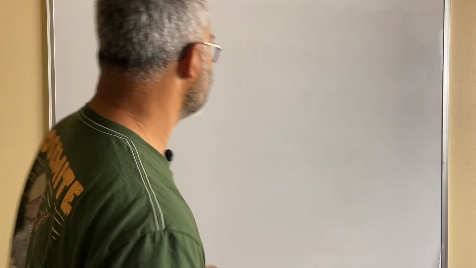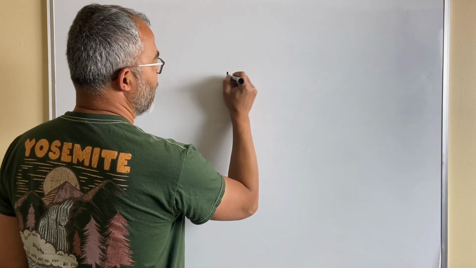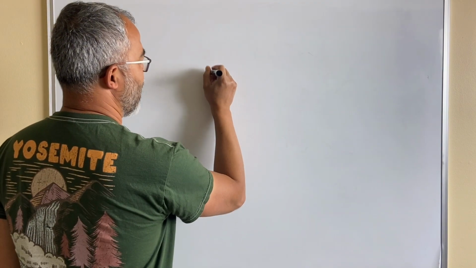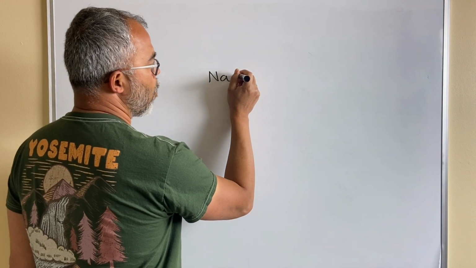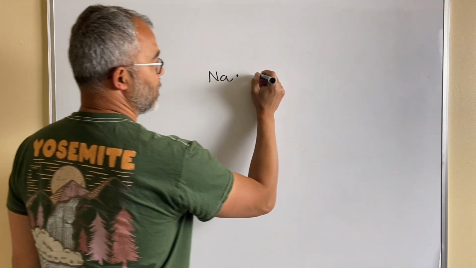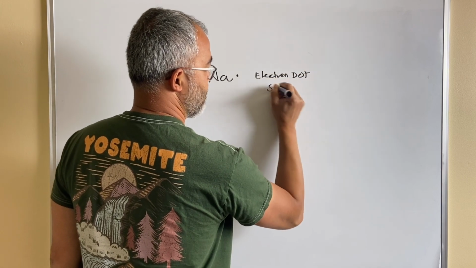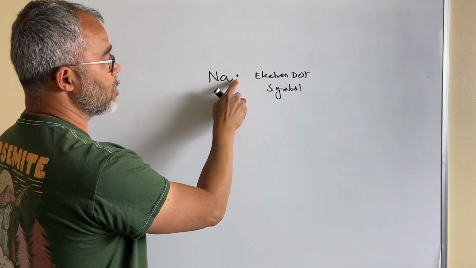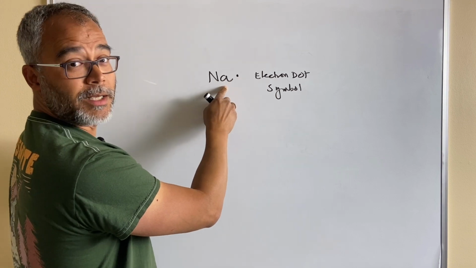What we mean by that is, let's say, for example, we have sodium. Sodium has one valence electron, which is represented as a little dot. This symbol is called an electron dot symbol. The electron dot symbol only talks about the number of valence electrons. It only depicts the valence electrons with the symbol of the element.